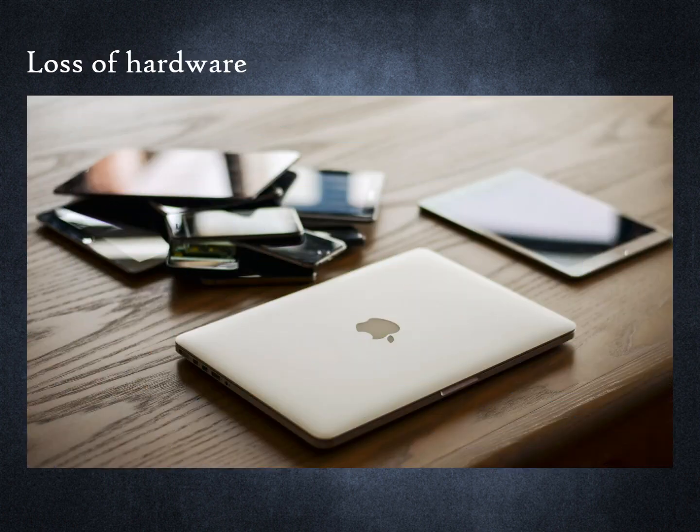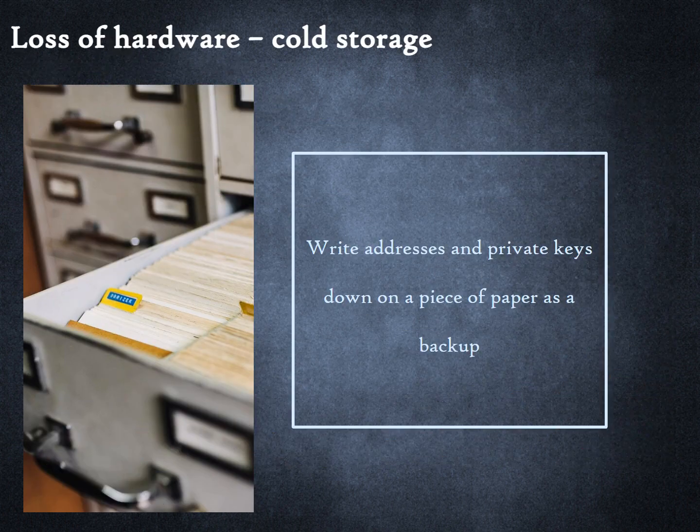We now know that private keys can be stored on mobile phones, desktops, and hardware wallets. Even if we kept these offline to protect against hacking, one can simply lose these devices. An old-fashioned solution is to write the private keys, public keys, and blockchain addresses down on a piece of paper as a backup. This is a form of cold storage. The problem is that it is not easy to maintain paper records, especially if one owns multiple private keys.